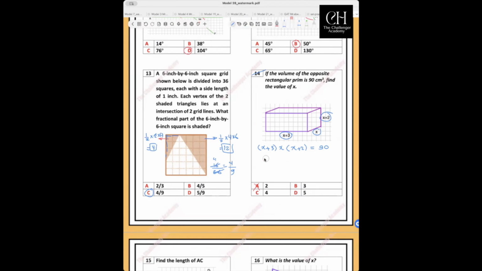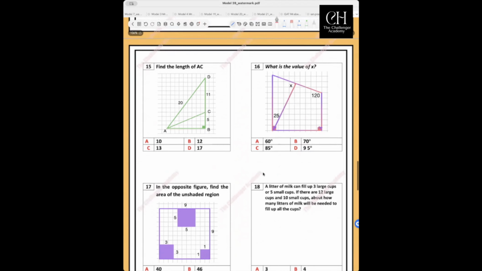So we can pick B, which is 3. 3 plus 3 will be 6, times 3. 3 plus 2 equals 5. So we have 6 times 5 equals 30. 30 times 3 will be 90. So x equals 3 satisfies this equation. So the answer is B. Let's move to the next one.